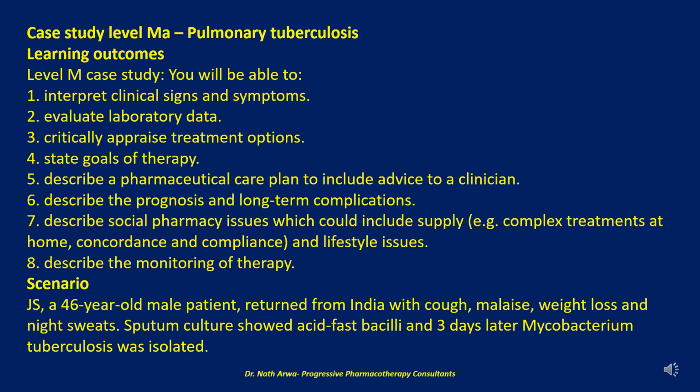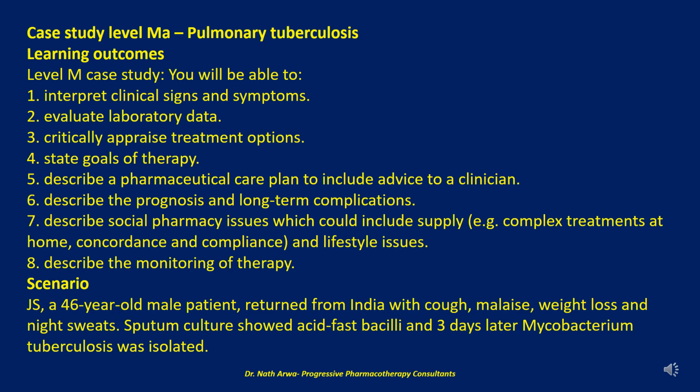Critically appraise treatment options. 4. State goals of therapy. 5. Describe a pharmaceutical care plan to include advice to a clinician. 6. Describe the prognosis and long-term complications. 7. Describe social pharmacy issues which could include supply, e.g. complex treatments at home, concordance and compliance, and lifestyle issues, and 8. Describe the monitoring of therapy.